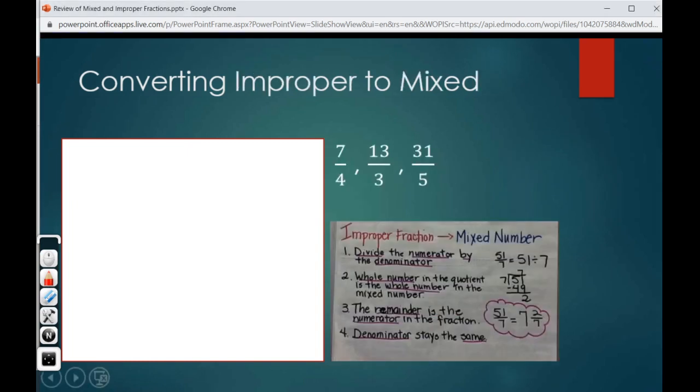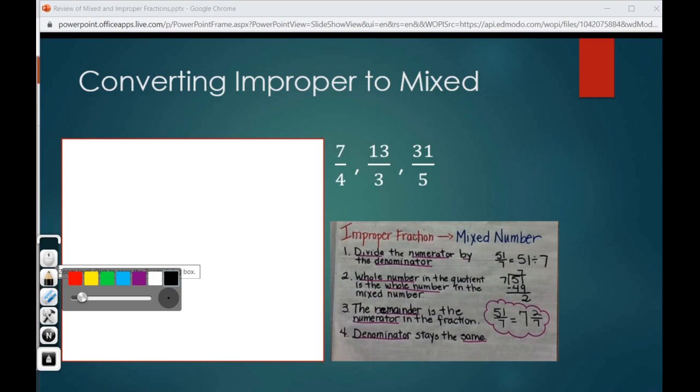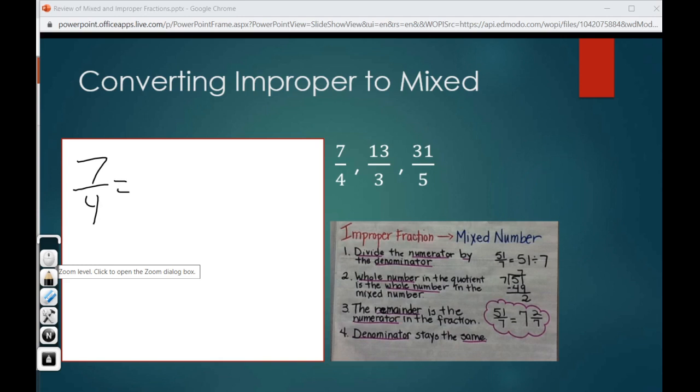Our next one is just going to be the opposite, converting improper fractions to mixed numbers. So first you have an improper fraction, 7 over 4. We're going to rewrite this so that we divide the numerator by the denominator. Our numerator is 7, so 7 divided by 4. You're going to see how many times this 4 fits into the 7. You can even count 1, 2, 3, 4, that's 1, 5, 6, 7. So it only fits once.